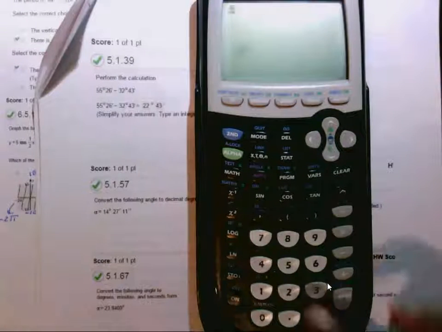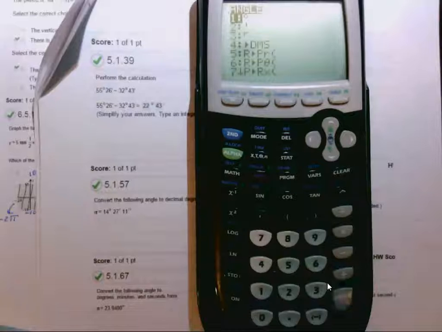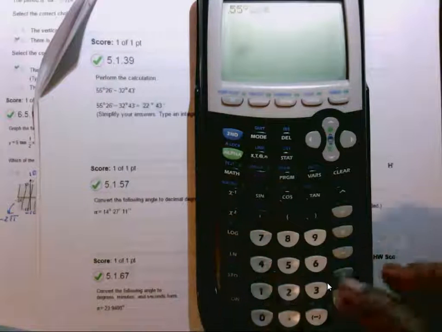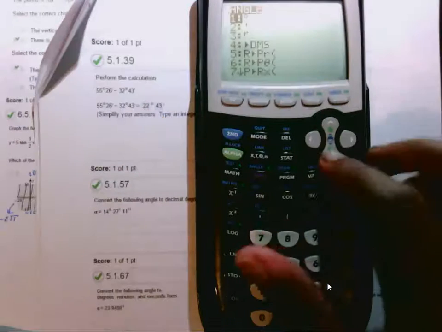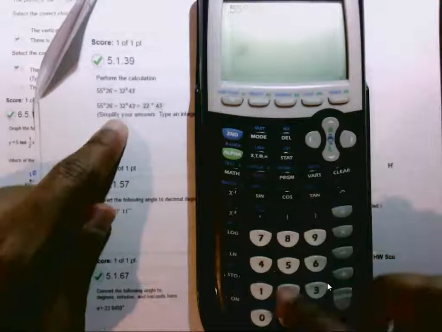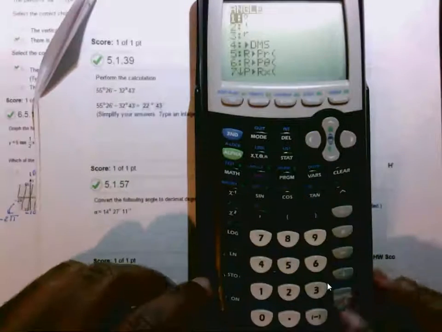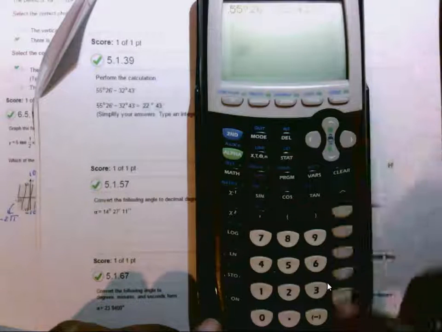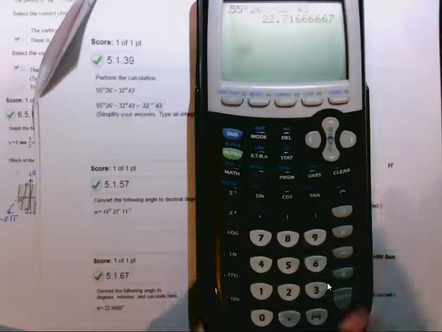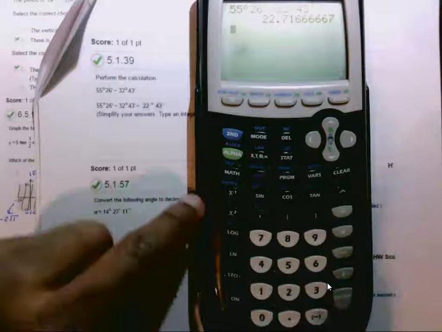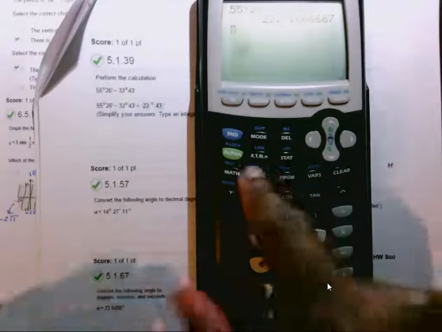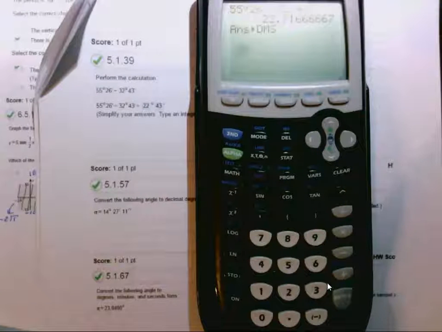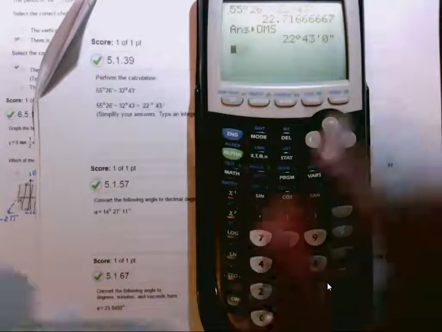Okay, so 55 second angle, I select this one, so 55 degrees 26 minutes. So second angle, I go to minutes, 26 minutes minus 32 degrees, so second angle degrees 43, second angle minutes is here, and I hit enter, and this is the answer that I get. Now I need to convert this one into degree, minute, second. So I go to second angle again, and I go to the fourth button, degree, minute, second, and then enter, bam, and I get my answer, 22 degrees 43 minutes, and I copy that, and this is my answer.